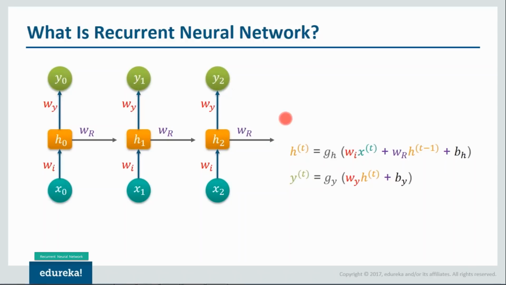From h of 2 we'll calculate y of 2: Wy into h of 2 plus by, that is the bias, and pass it through a function g of y to get y2. And this is how a recurrent neural network works, guys.